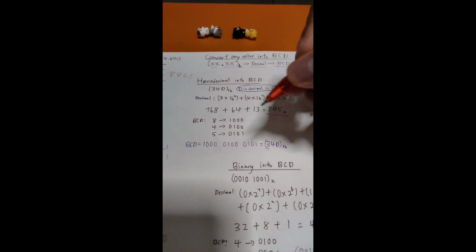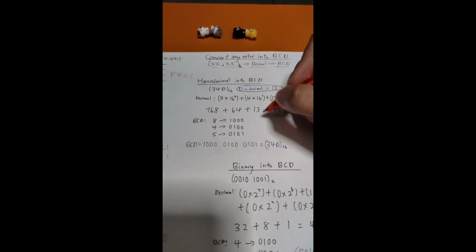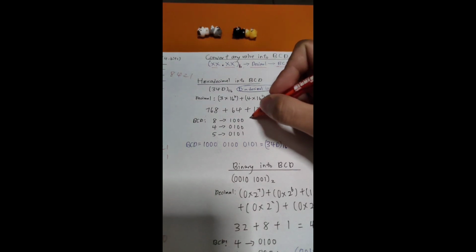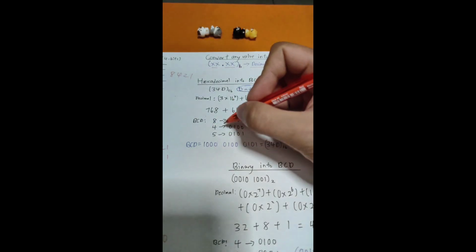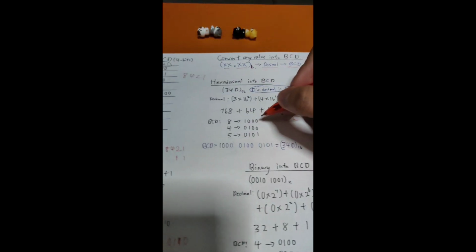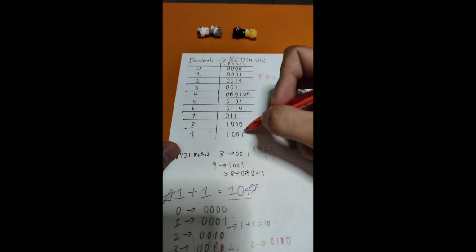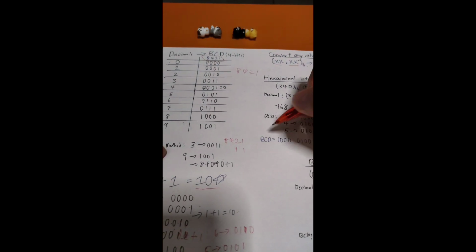Once we get our decimal, let's convert it into BCD. In order to convert the decimal into BCD, we need to separate all 3 digits. Using the table, 8 equals 1000, 4 is 0100, and 5 is 0101.